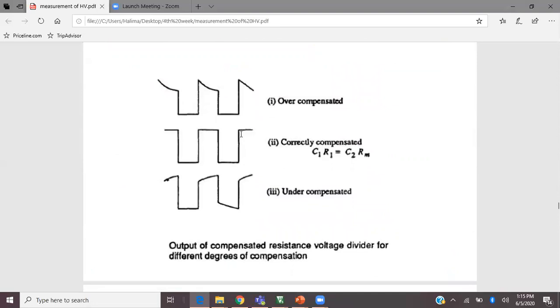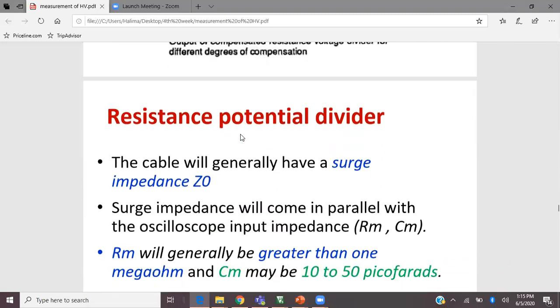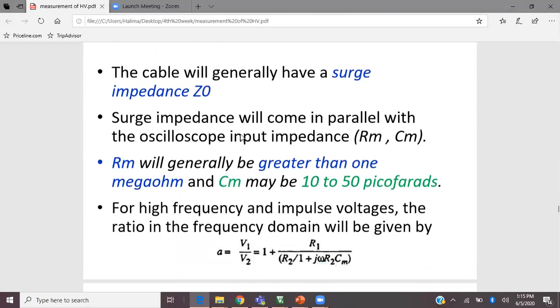So this is the output of the compensated resistance voltage divider for different degrees of compensation. The cable you are using will generally have a surge impedance as well, which we will discuss, and it is denoted by Z naught. The surge impedance will come in parallel with the oscilloscope input impedance. RM will generally be greater than 1 megaohm, and the capacitance can be from 10 to 50 picofarads.